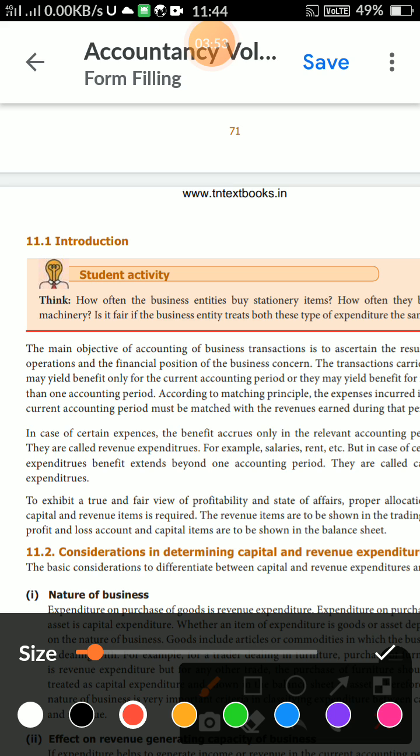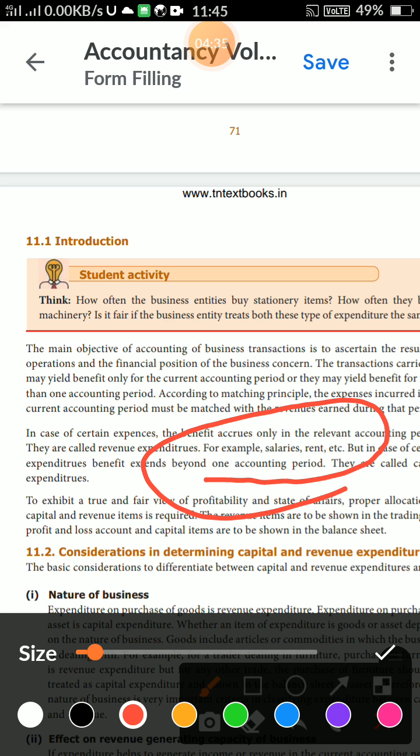Listen students, some revenue expenditures, you underline: salary, rent. But in the case of certain expenditure, the benefit is earned beyond one accounting period; they are called capital expenditure. To exhibit the true and fair view of profitability and the financial state, proper allocation of capital and revenue items is required. The revenue items are shown in the trading and profit and loss account. The capital items are shown in the balance sheet.